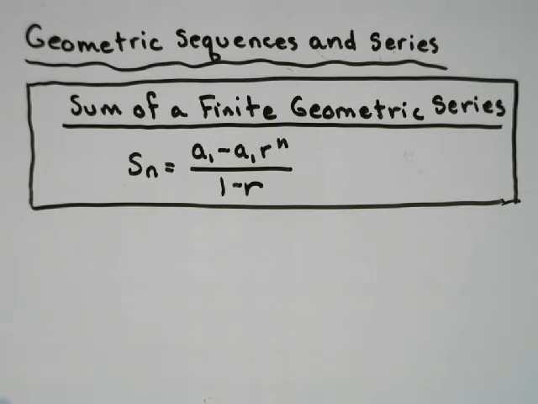So the sum of a finite geometric series is S_n equals a1 minus a1 r to the n over 1 minus r. The reason finite is in there is that soon we will be talking about infinite geometric series. We will get into that later, but that term finite is in there for a specific reason.